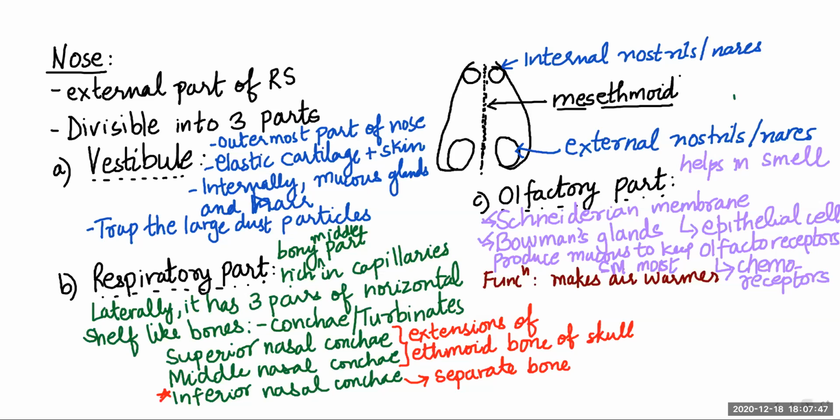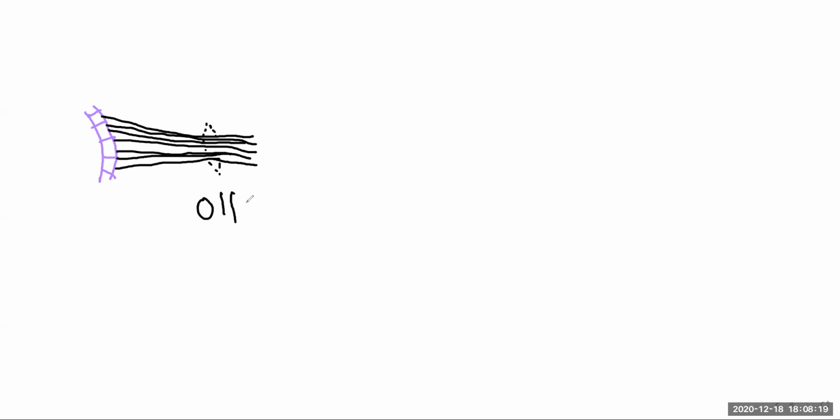Moving here. So if I look at the Schneiderian membrane, say this is the Schneiderian membrane, it has olfactory epithelial cells. From the lower surface of the olfactory epithelial cells, they will have neurons coming up, and this collection of neurons forms a nerve, and this nerve is called the olfactory nerve.